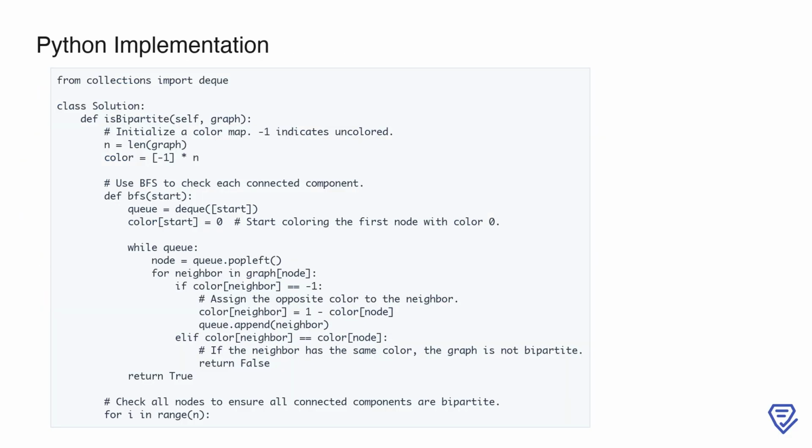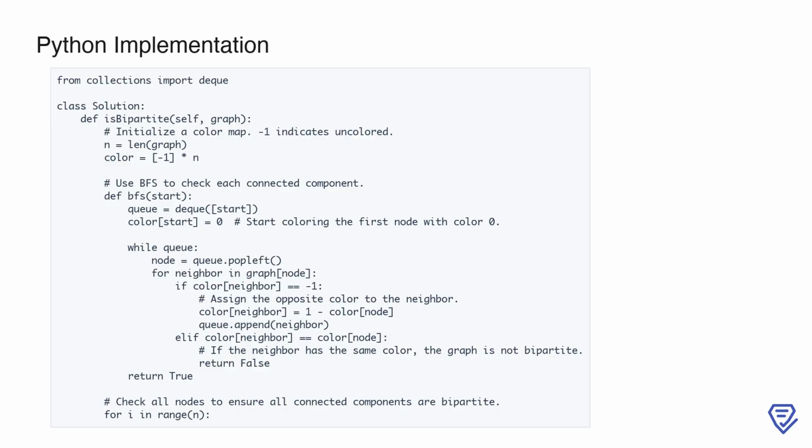Here, we start by importing the deque class from the collections module, which will help us implement a breadth-first search, or BFS. Inside the Solution class, we define the isBipartite method, which takes a graph as input. The first step is to initialize a color map, where each node starts uncolored, represented by -1. This map will help us track the color assigned to each node as we traverse the graph.